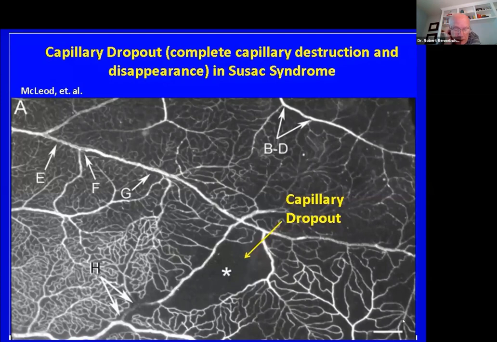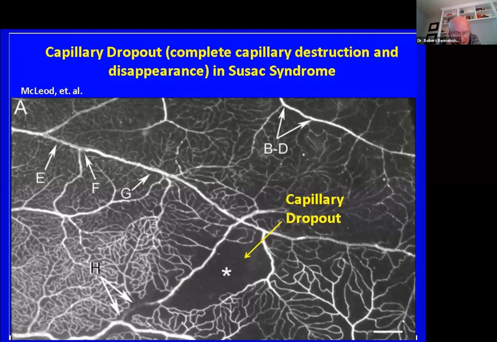This is a histopathologic study of the retina from an autopsied case of Susac syndrome published by McLeod several years ago. It demonstrates the most extreme example of Susac microvascular endotheliopathy, namely capillary dropout. Note the large black zone in which there are no capillaries. This zone is surrounded by mostly normal capillary networks, but there are no capillaries within this black zone of capillary dropout. All of the capillaries that used to be in this location have perished, disintegrated, and disappeared.